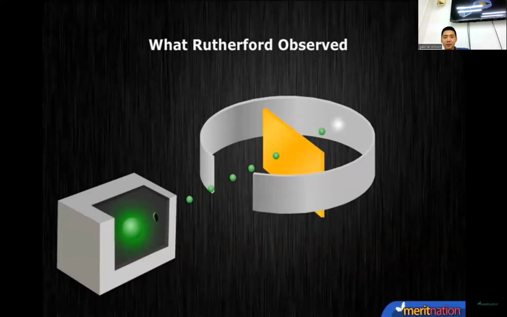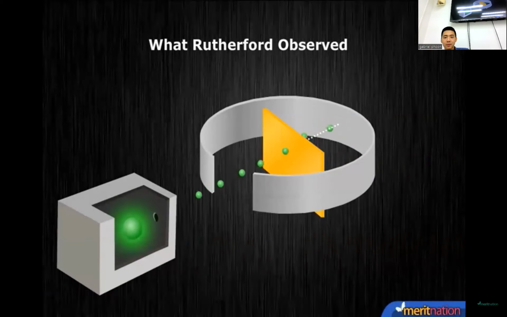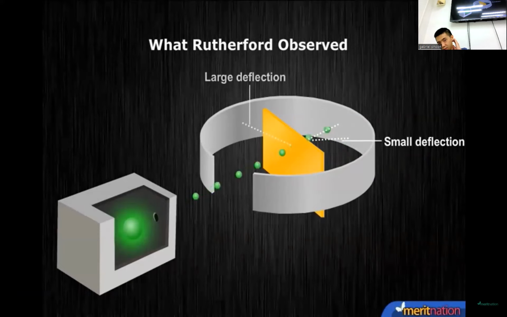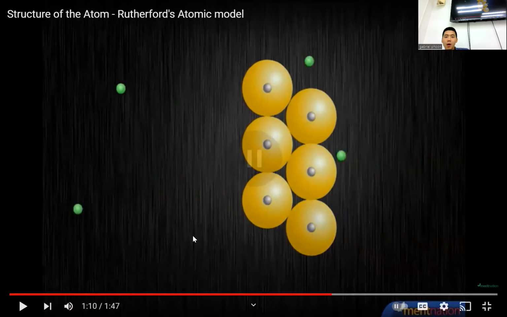First, most of the fast-moving alpha particles passed straight through the gold foil. Second, some alpha particles were deflected through the foil by small angles. And the third point, some alpha particles were deflected by large angles. In rare cases, an alpha particle got deflected by an angle of 180 degrees. Based on his observations, Rutherford derived the following conclusions from his gold foil experiment.